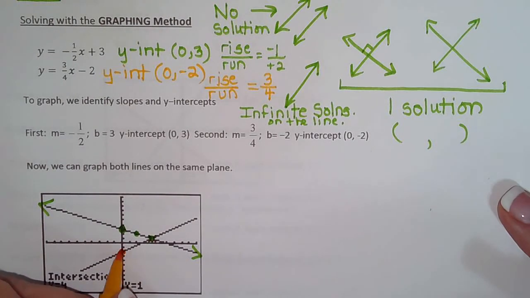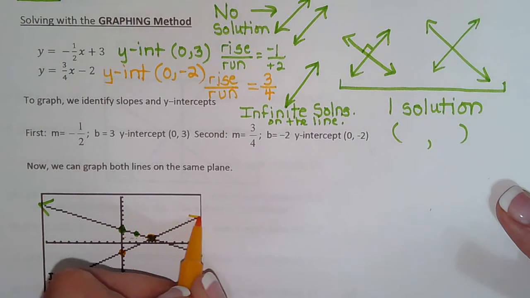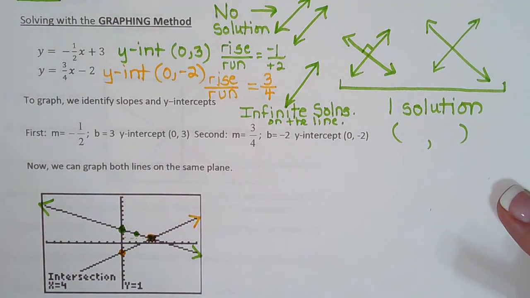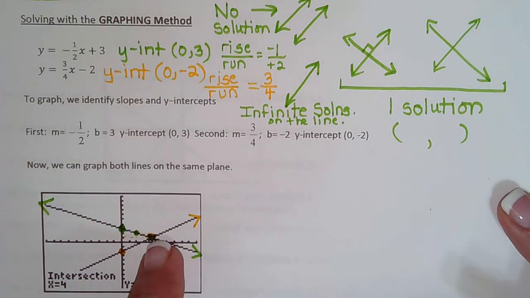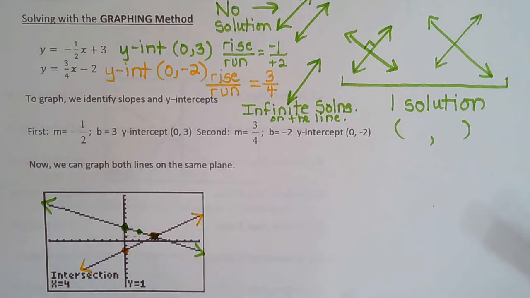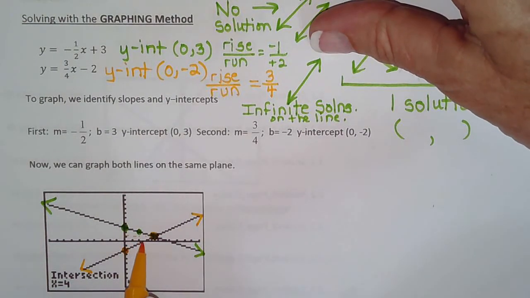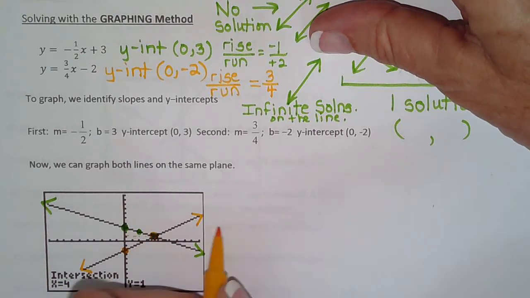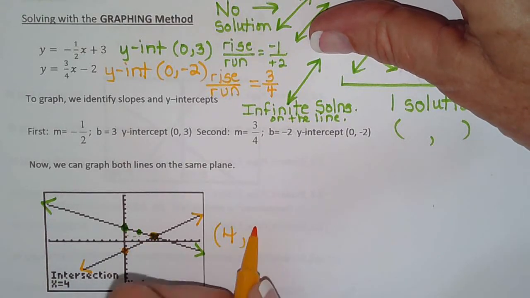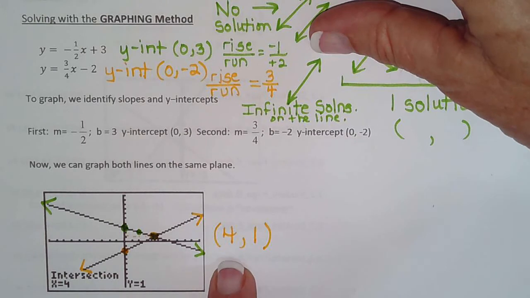So 0, negative 2, rise 1, 2, 3, run 1, 2, 3, 4. Boom, there's our point of intersection right there. So the green line had that point and the yellow line had that point. So that is our point of intersection. And so how we find it is we go over 1, 2, 3, 4, and up 1. So my solution is 4, 1.